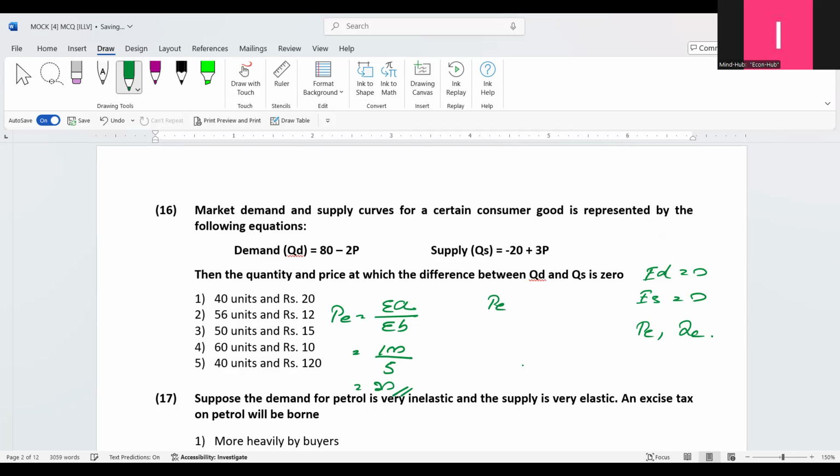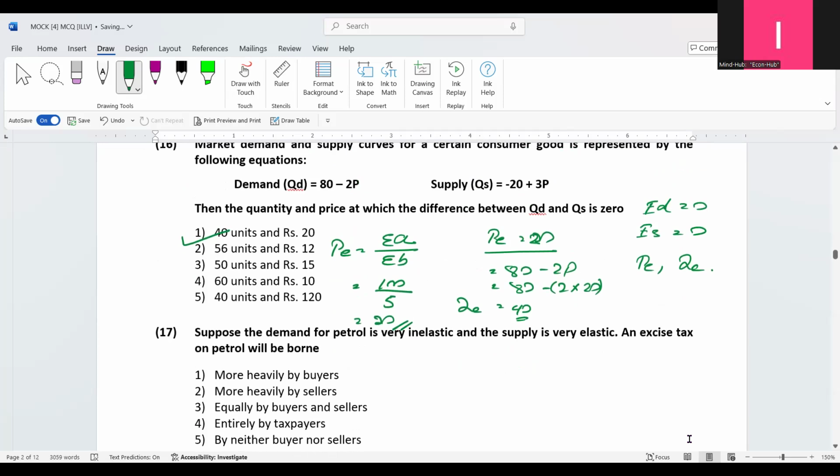Then equilibrium quantity, you apply the price to one of these equations. So if you take the demand equation, it will be 80 minus 2P. So 80 minus 2 into 20, that's 40. So equilibrium quantity is 40. Correct answer number 1 actually. Right? Done.